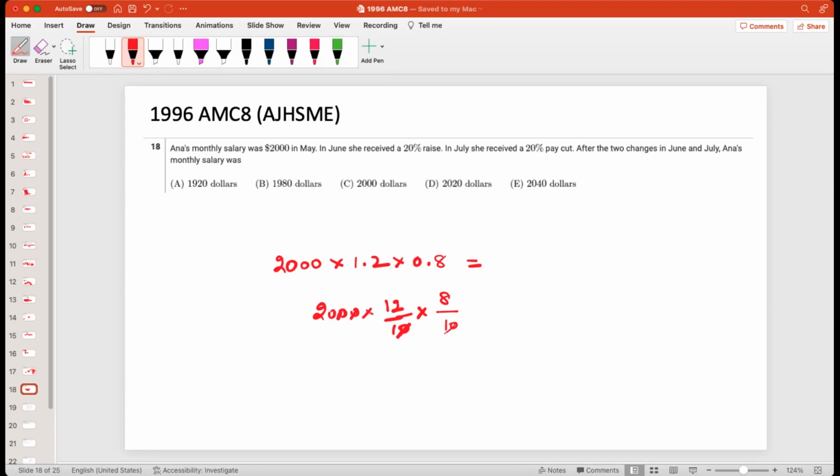Here you go. 12 twos are 24, into 8, or 92. So this is going to be 1920. Correct?